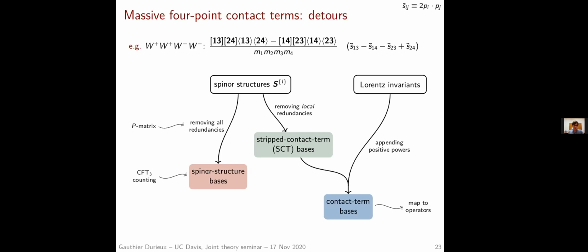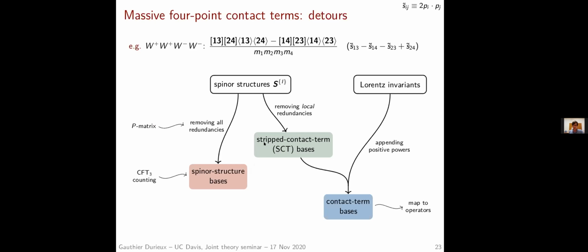One issue that arises is that when reducing an arbitrary set of spinor structures to a basis, there are relations we exploit that are non-local relations. And of course, when we want to construct a local contact term, those relations we don't want to exploit. So we only want to exploit what one can call local redundancies and get a larger set of spinor structures than a basis, strictly speaking.